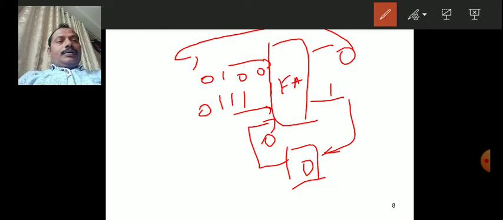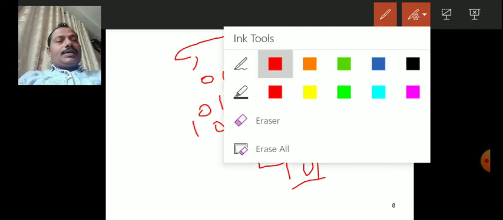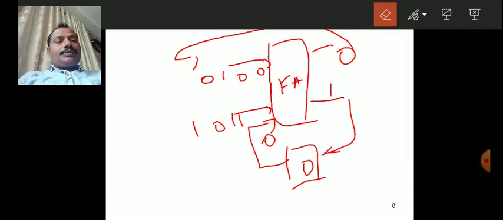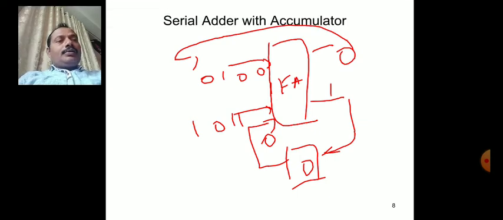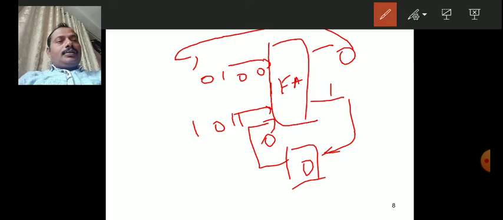Next, this Y is rotated left. That means 0 1 1 1 is rotated left. So let us erase this. This is rotated left, and next this bit is shifted to here. This is shifted to here. Let us erase the previous.